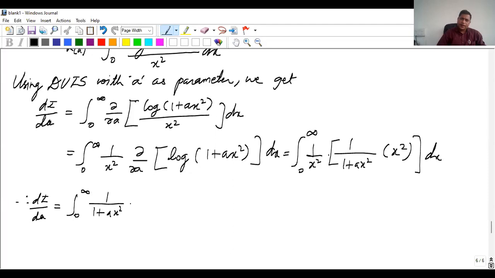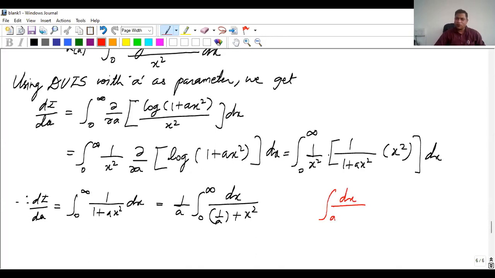So what we get here, dI/dA is equal to the integral from 0 to infinity of 1/(1 + Ax²) dx. If we take this A out, we can have 1/A times the integral from 0 to infinity of dx/(1/A + x²). Are you getting this term? I have taken this A out. Then we have the formula: integration of dx/(a² + x²) is equal to 1/a tan inverse of x/a.